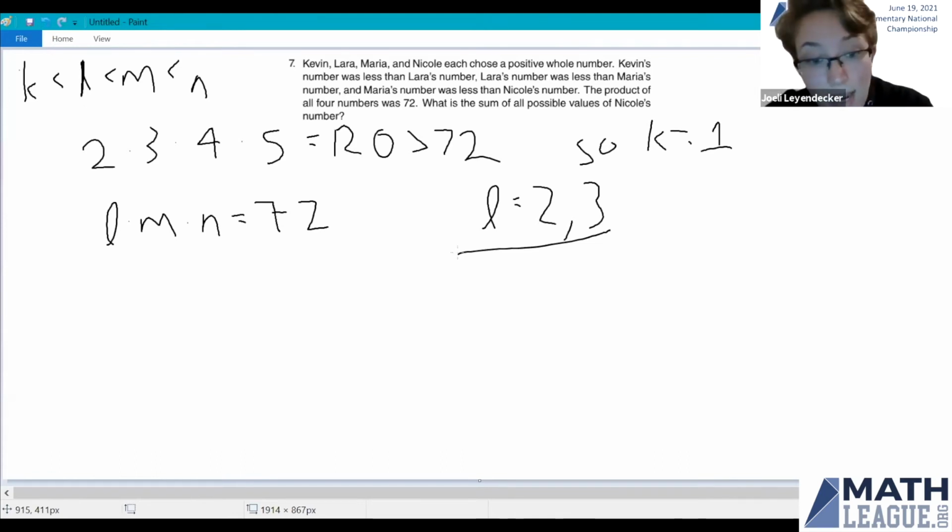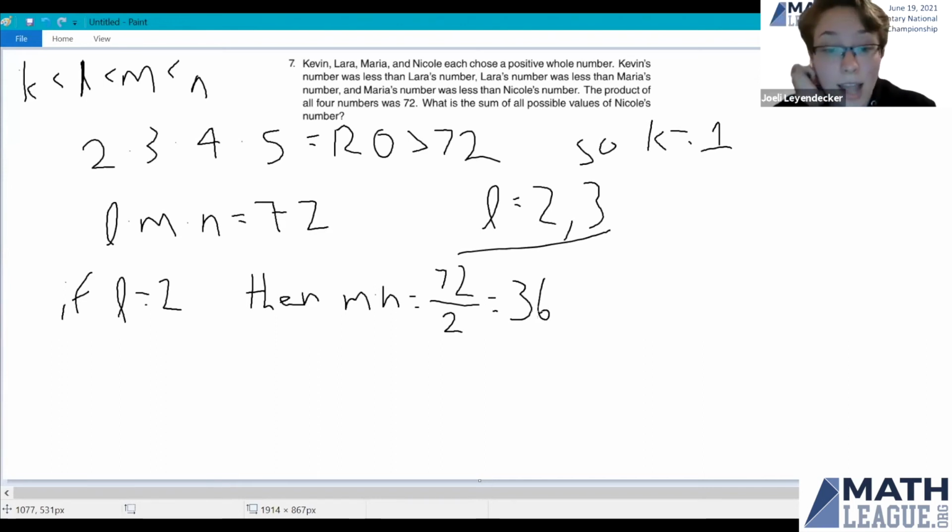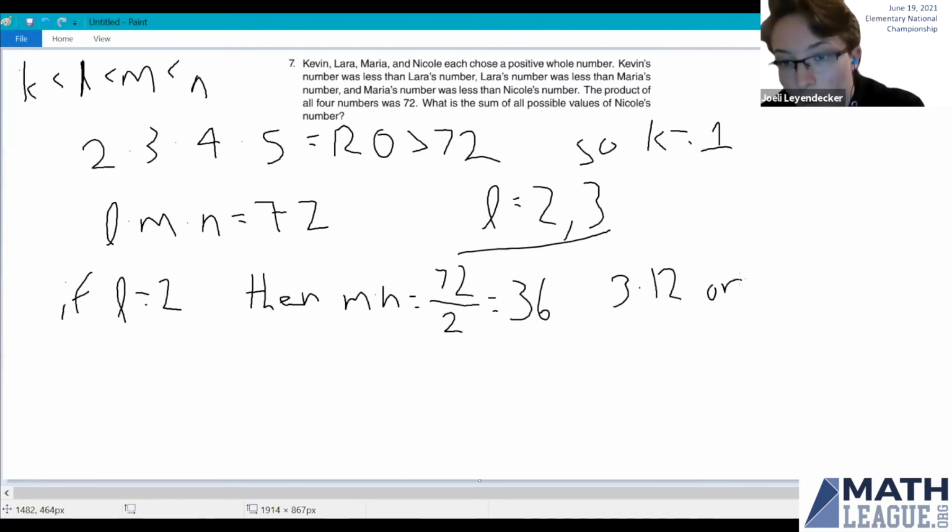So now we can split into cases. If L is equal to 2, then M times N is equal to 72 divided by 2, or 36. And M and N both have to be greater than 2. The options we find for this are 3 times 12 or 4 times 9. And N is going to be the greatest of those. So N is equal to 9 or 12.